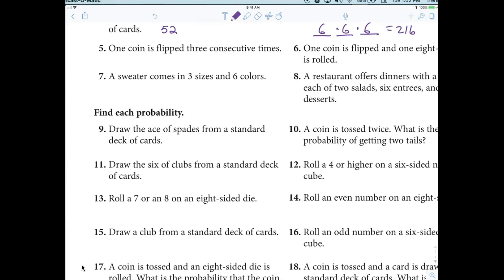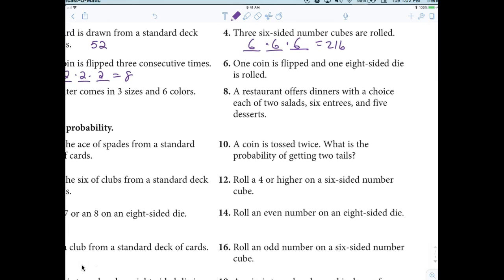1 coin is flipped 3 consecutive times. That'd be 8. Again, I would want you to write down 2, 2, 2. So that was 8. All right. Now, how many outcomes are there if you're going to flip a coin and roll an 8-sided dice? 16. Again, very simple. 2 times 8, 16.